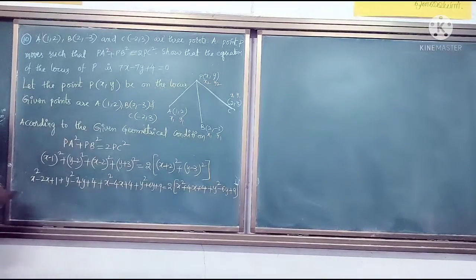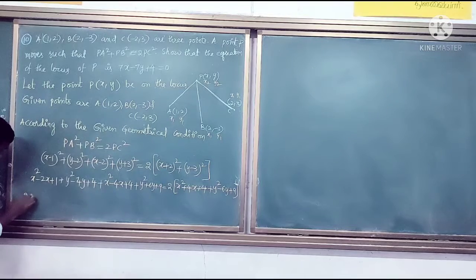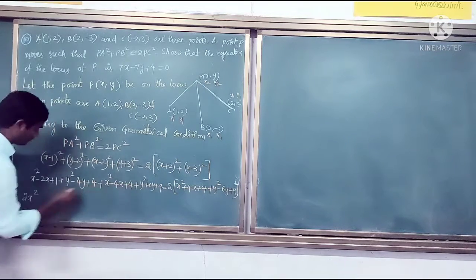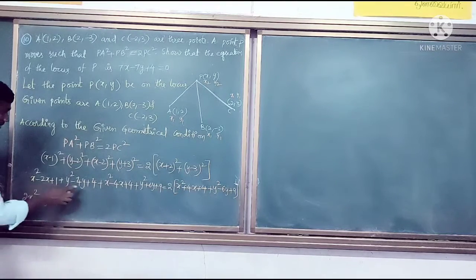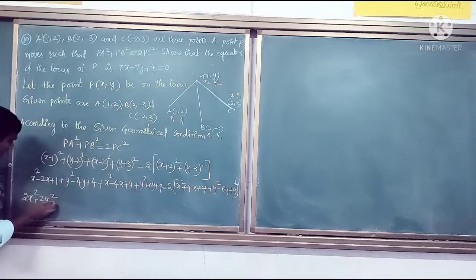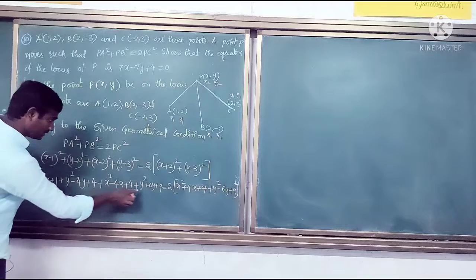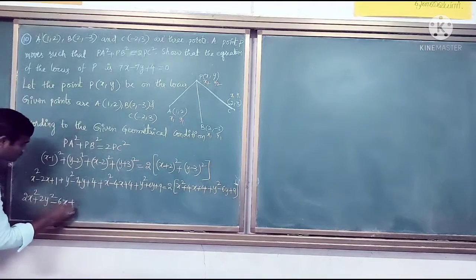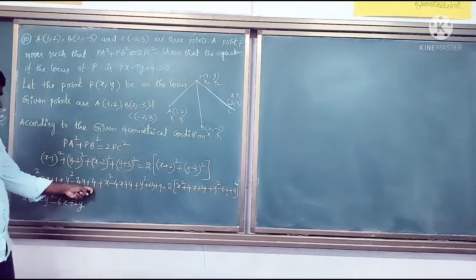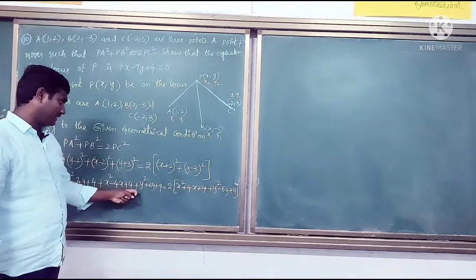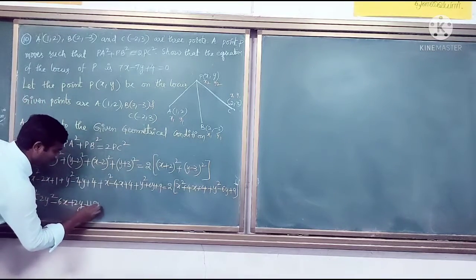Now here, x² and 2x², y² and 2y². The x term: −2x − 4x, minus 6x will come. Next, −4y + 6y, plus 2y will come. Next, 1 + 4 is 5, 5 + 4 is 9, 9 + 9 is 18, plus 18 equal to.